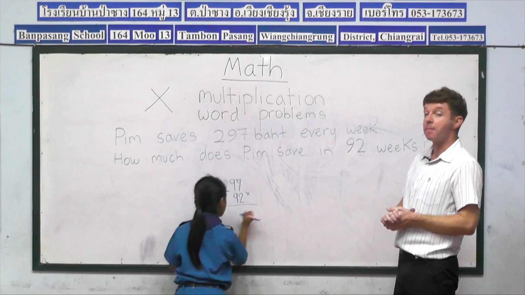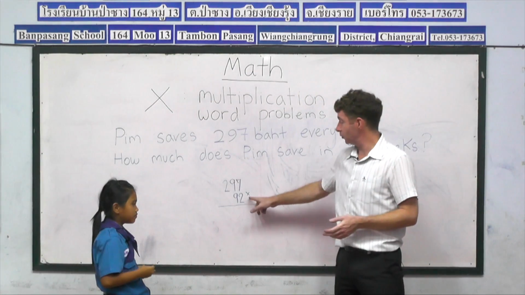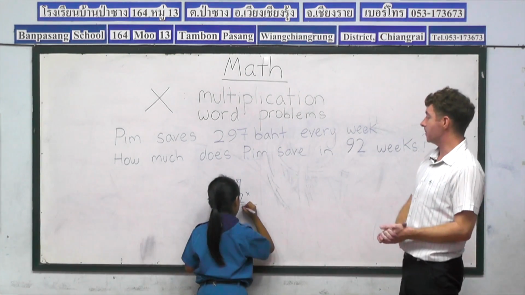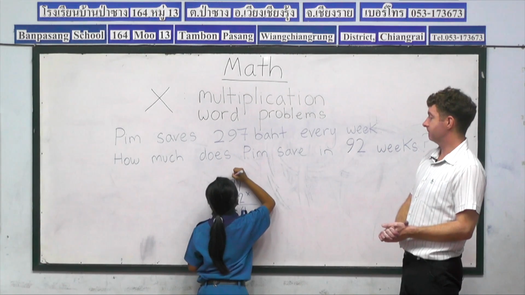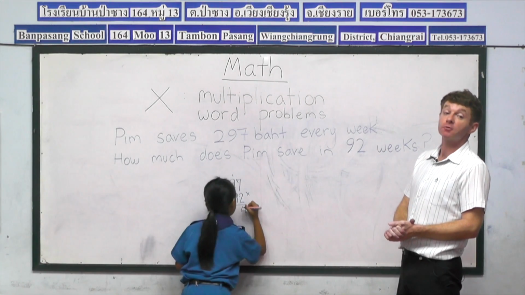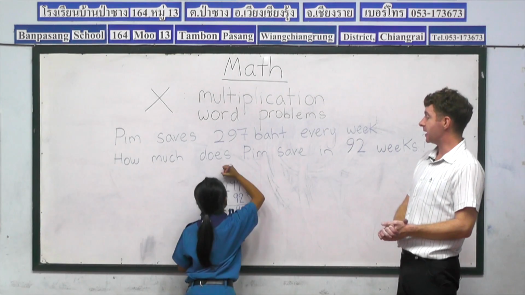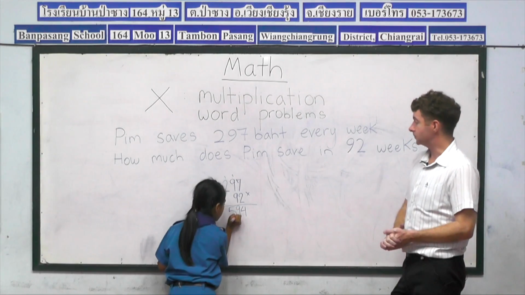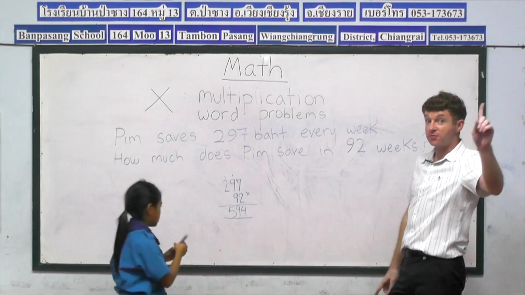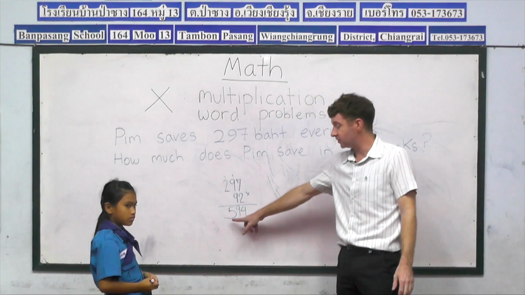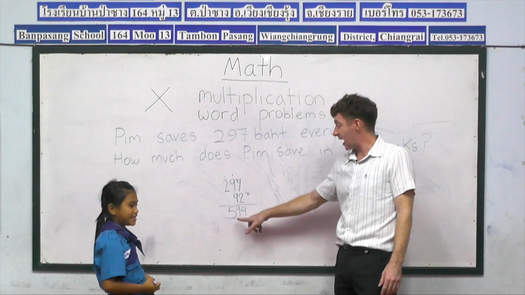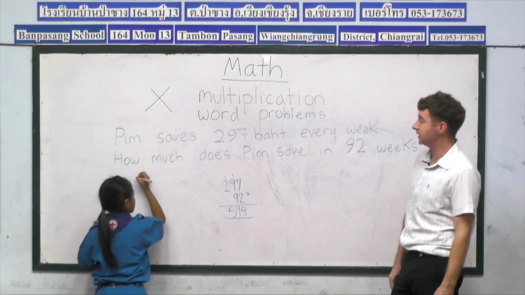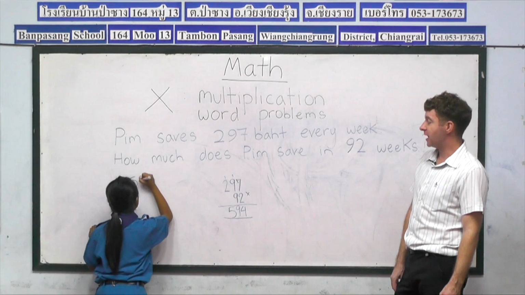Okay, and remembering, always start with the ones. So 2 times 7? 2 times 7 equals 14. So we write the 4, carry the 1. 2 times 9 is 18 plus 1, 19. So we write the 9, carry the 1. 2 times 2 equals 4 plus 1 equals 5. Okay. Excellent. We've got our first answer to the ones multiplication. 594. So let's make a note of that answer over there, please, Pak Bung, because we'll need it soon.